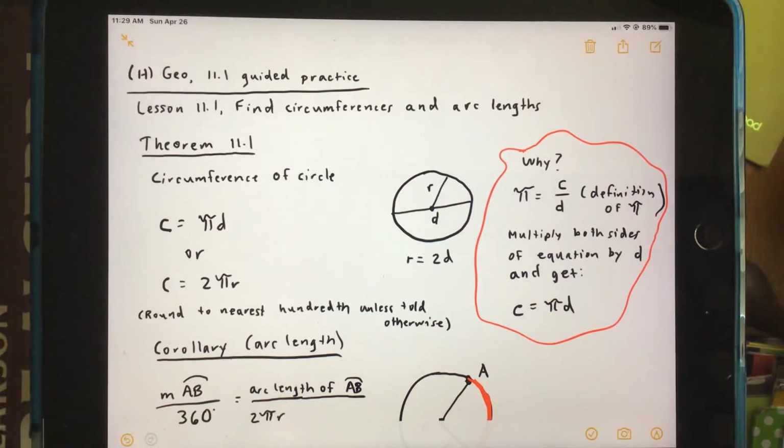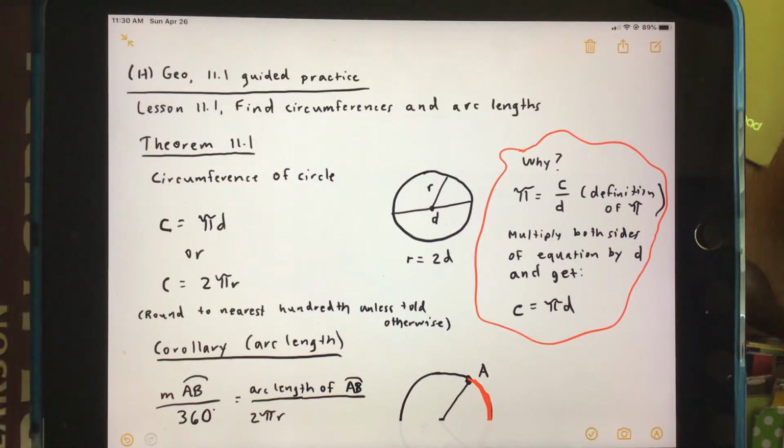The first theorem is probably information you're familiar with, and that is the formula for a circumference of a circle. And there's two formulas that we use when we're finding the circumference of a circle. One is C, circumference, is equal to pi d, where d is the diameter. If we know the diameter and want to find the circumference, that's going to be the formula we'll choose. But if we know the radius, we would use the formula C equals 2 pi r.